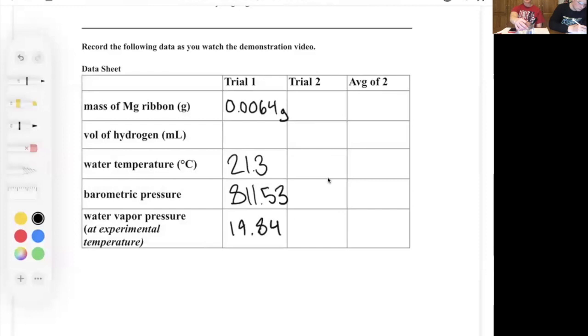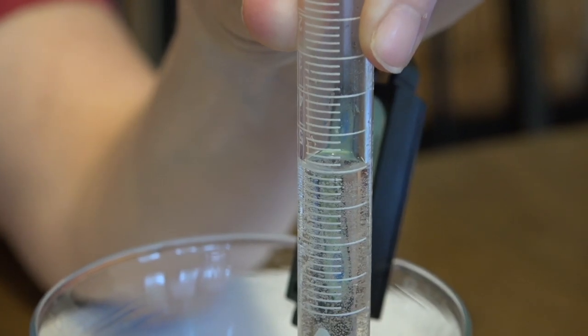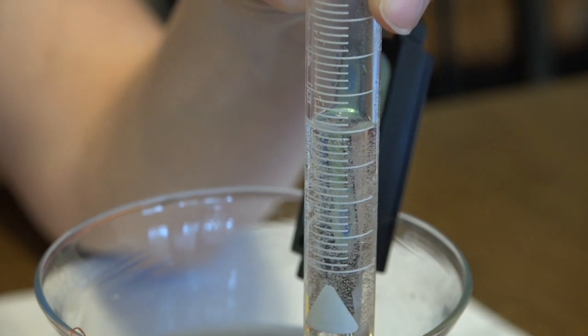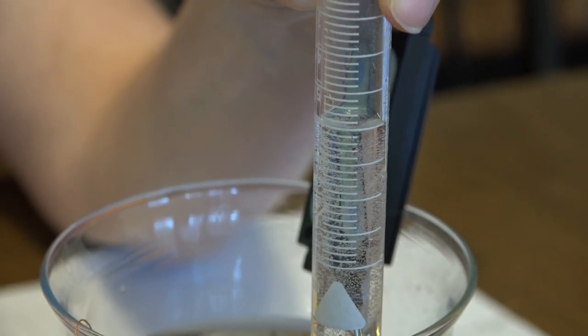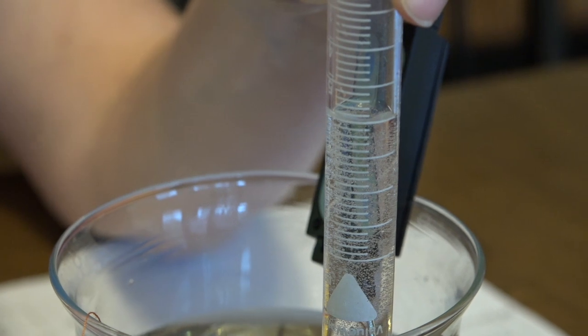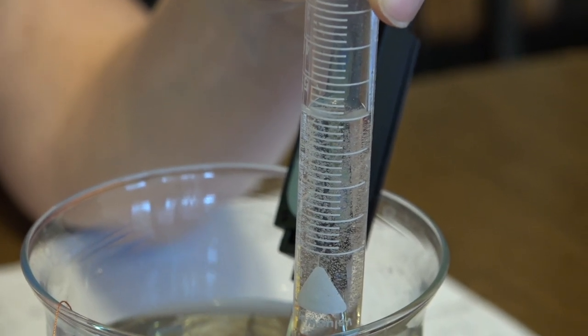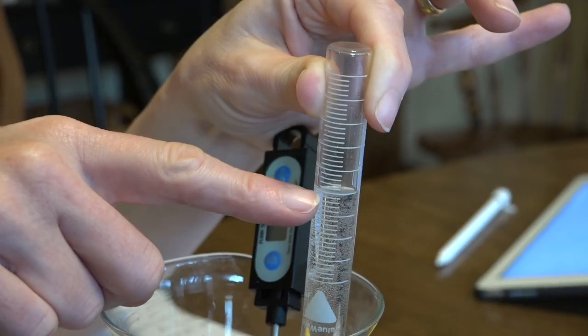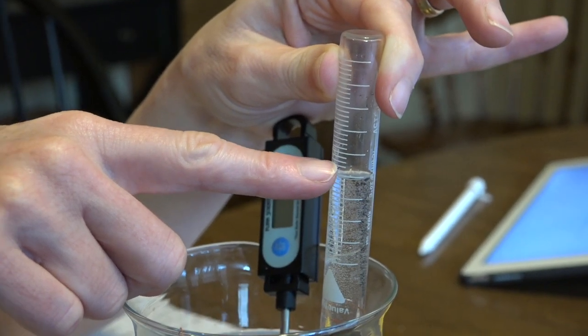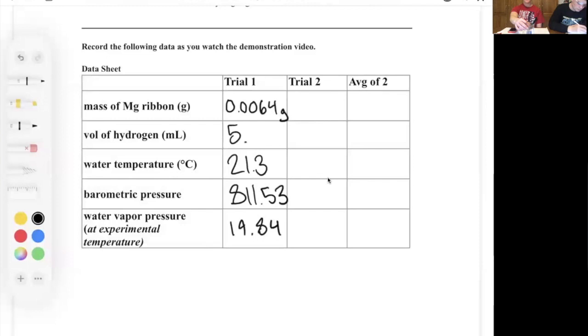So you will need the volume of the gas that you have produced in this demonstration. As you can see on the graduated cylinder, we're actually upside down, so you have to measure from top to bottom. It's about 5.8 milliliters of hydrogen produced in this reaction.